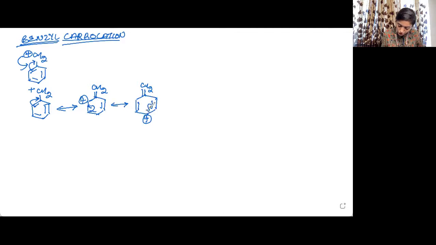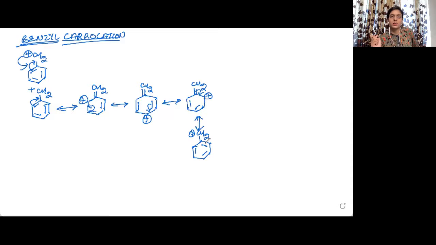Now again, this is in conjugation with this bond. Here is the positive charge. Now it is in conjugation with this double bond, and the positive charge will come back to CH2. So this is how we explain the stability of the benzyl carbocation.